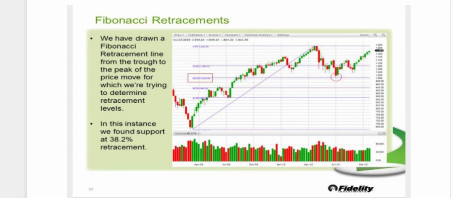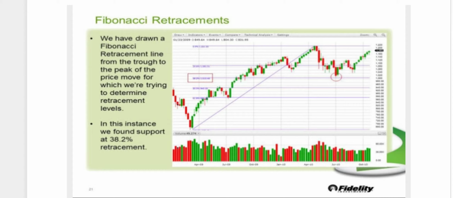So now we just reverse the process. We draw from that low point all the way up to that high point. Once again, the computer does the work for us. It gives you the exact same Fibonacci retracement lines. What do we see happening here? Well, the same thing is happening.